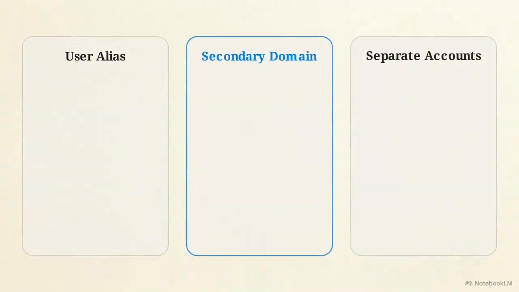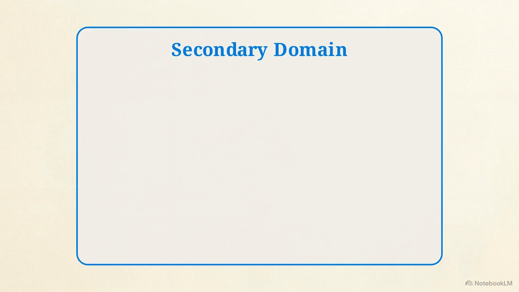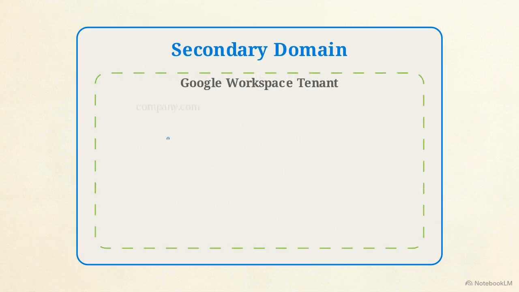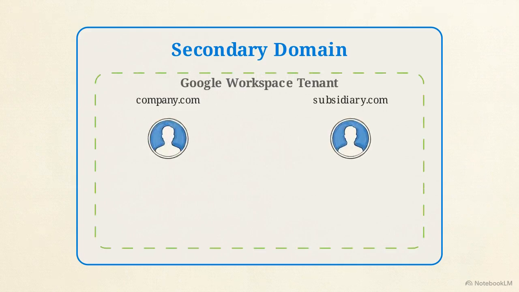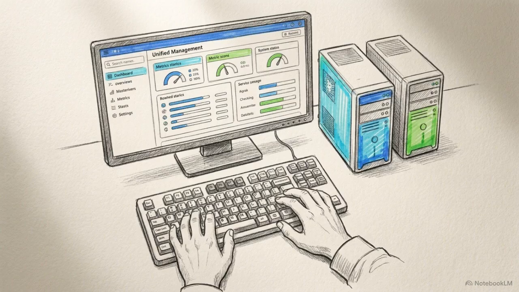The second model is the secondary domain. This houses an entirely distinct set of user accounts within your original tenant. Users on a secondary domain receive separate login credentials and operate out of standalone mailboxes. Despite separate mailboxes, administration remains unified. IT manages users across both domains through a single admin console, using a single support pin.